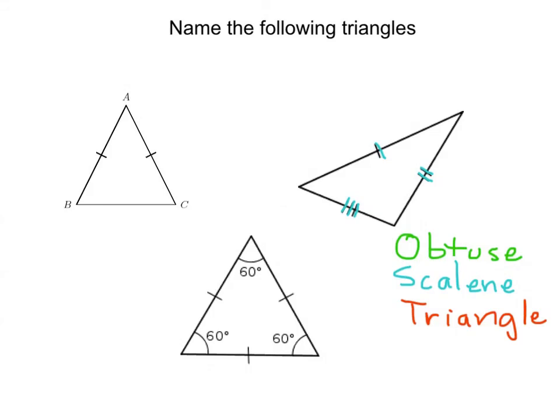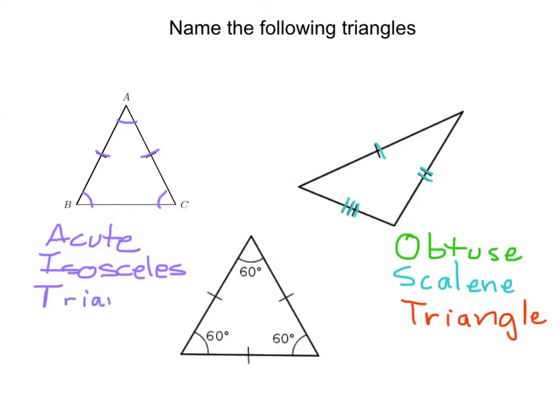And now let's go through and finish naming the rest of these. So our first one on the left here, we have two sides that are the same, which makes it an isosceles triangle. And we can also see that all of the angles here are less than 90 degrees. Therefore, this would be an acute isosceles triangle. Okay, so we have acute isosceles triangle.